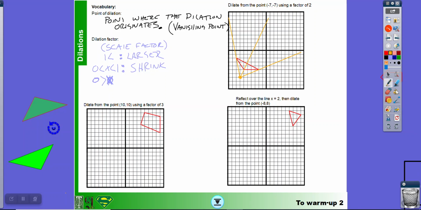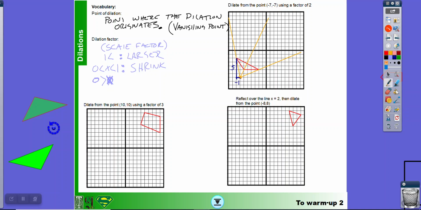All right, so now we are going to measure the vertical and the horizontal change of each vertex from the center of dilation. So in other words, if I use the center of dilation, how far over and how far up did I go? So from this point here to this point here, how far did I go? I went -1. I went 1 in the negative direction. How far up did I go? This one is positive because up is positive, down is negative.